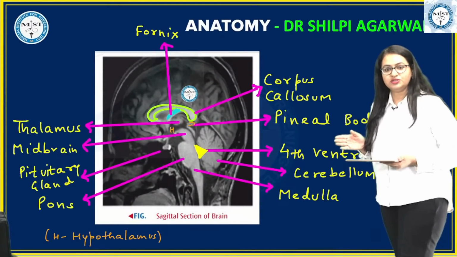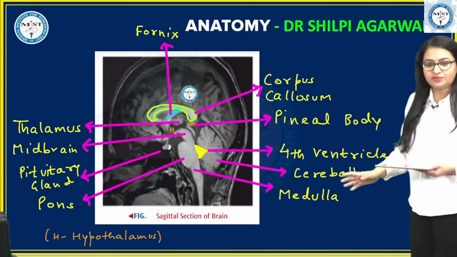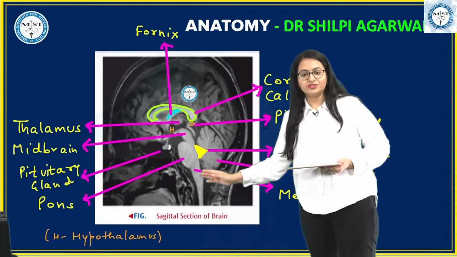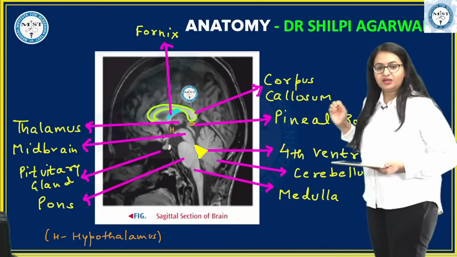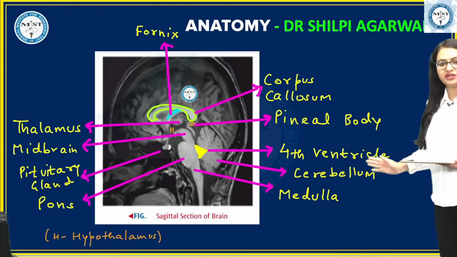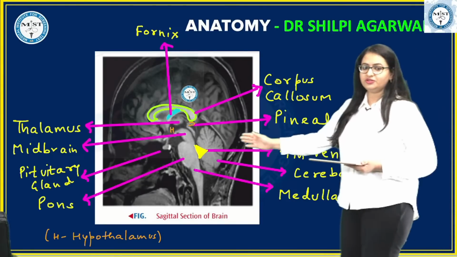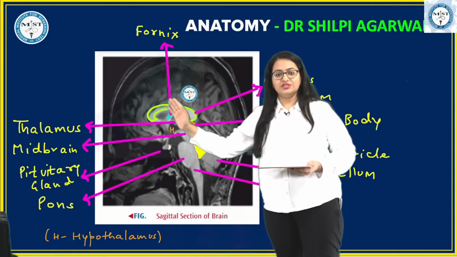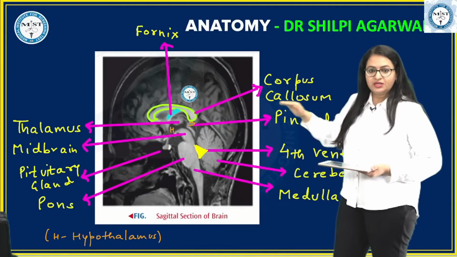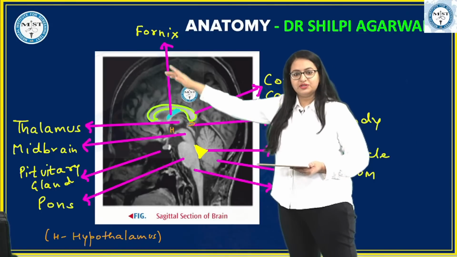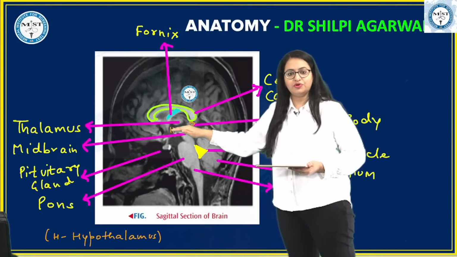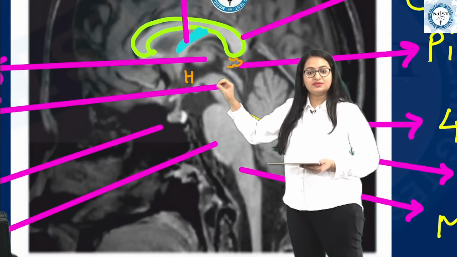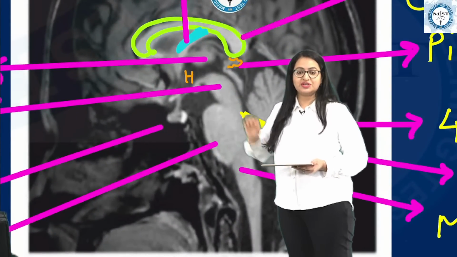Now, this is for the brain. The sagittal section, very, very important, all these landmarks. You should be able to tell the brainstem: this is midbrain, pons, medulla, cerebellum, and between the two you have this triangular ventricle, which is the fourth ventricle. Then this C-shaped structure is the corpus callosum. The blue colored structure which we have shown over here is the fornix. Below the fornix is the thalamus, and below the thalamus, I've written H. This is the hypothalamus.